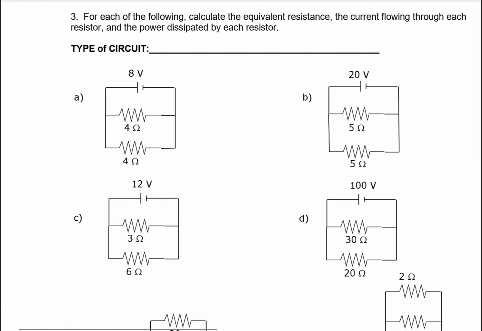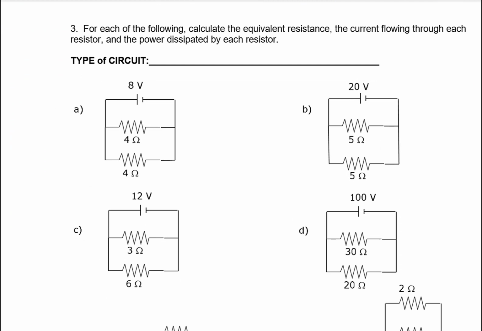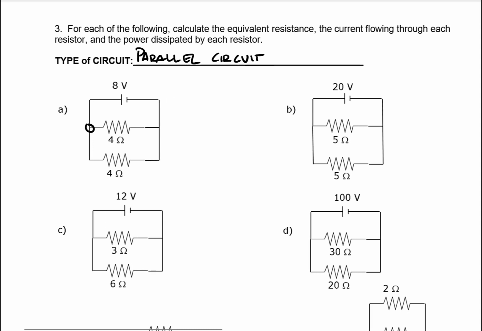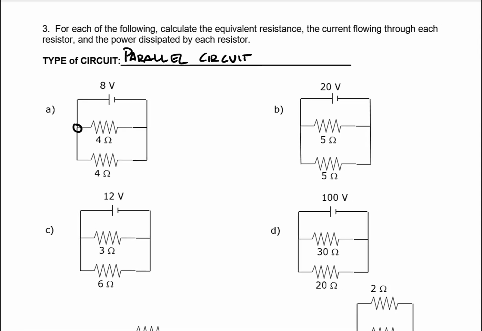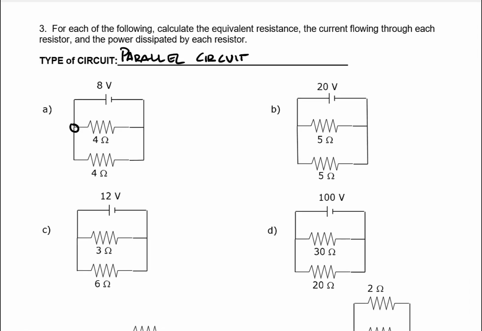Now we have these circuits to deal with. If we look at these, what we see is a branch. That branch tells us that we have a parallel circuit. So for this parallel circuit, what we're going to say is that at this branch, current in equals current out. Same idea.